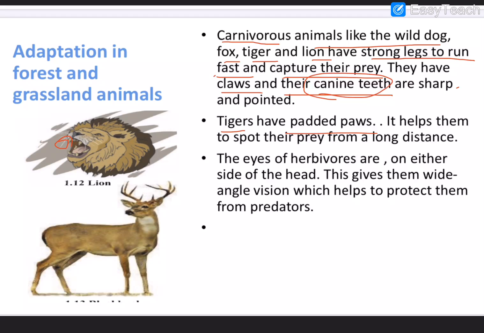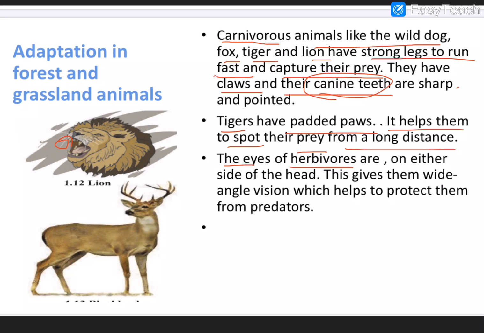Tigers have padded paws. Padded paws means soft pads under the feet of the tiger. So it has a different shape, and it is also padded underneath, so that they can move without making any noise. It helps them to spot their prey from long distances.